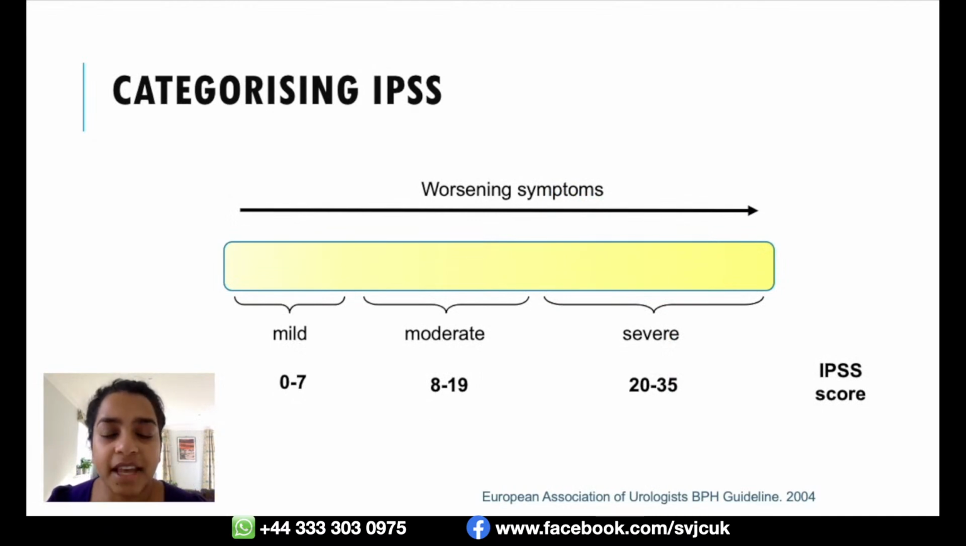In terms of understanding the scoring system further, we tend to look at the score out of 35 and categorise this. A score of 0 to 7 would suggest mild lower urinary tract symptoms. Moderate symptoms would be highlighted by a score of 8 to 19. And if the person scores greater than 20, they would be considered to have severe lower urinary tract symptoms.